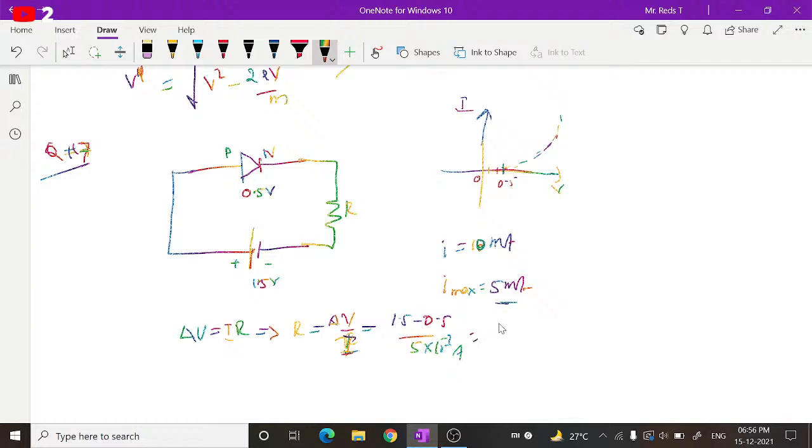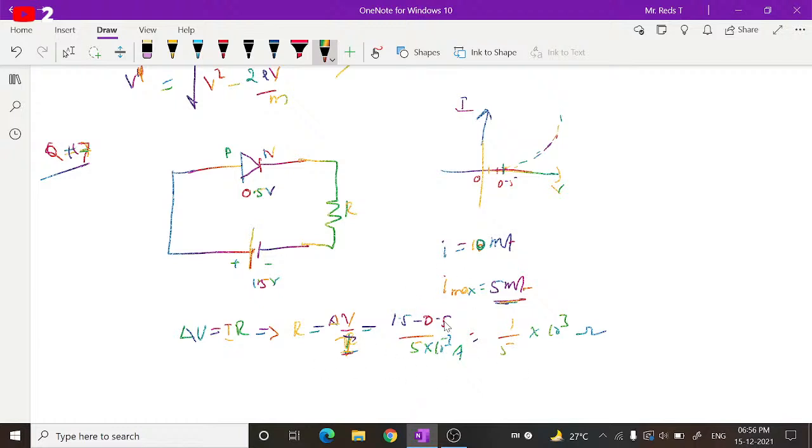So 1.5 minus 0.5 is 1. 1 by 5 into 10 to the power minus 3. If you bring it up, it becomes 10 to the power 3. What is this? Resistance, in ohms. 1 by 5 is 0.2. So why is it 10 to the power minus 3? Because it is milliamps. The current is given as maximum current in milliamps. The SI unit of resistance is ohm.